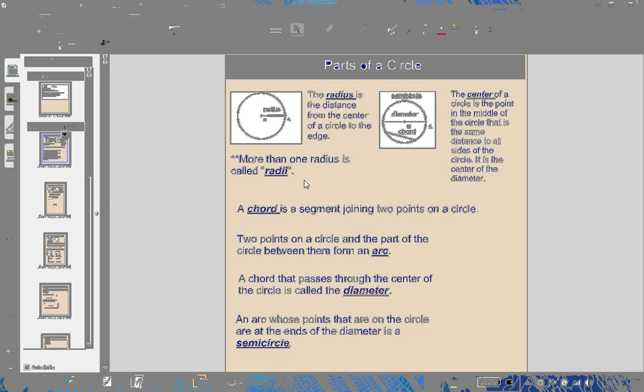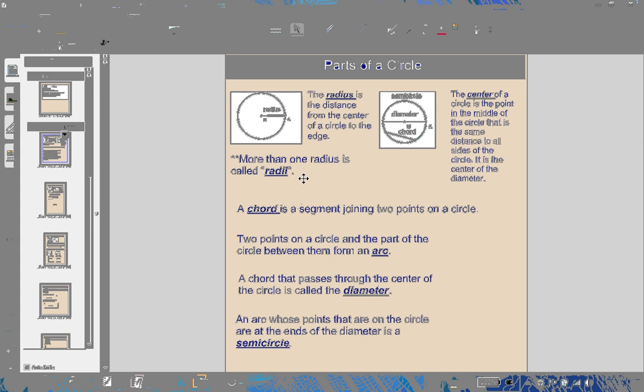In this section, we're talking about circles. Let's start by talking about parts of a circle. The radius is the distance from the center of a circle to the edge. The center of the circle is where you have a point in the middle, and it's the same distance to every point on this green line. So what makes up the circle is the same distance from the point to every point here. That's what this actually is.